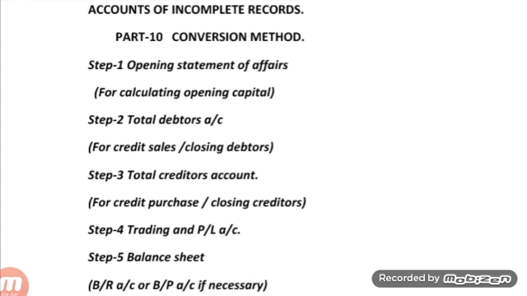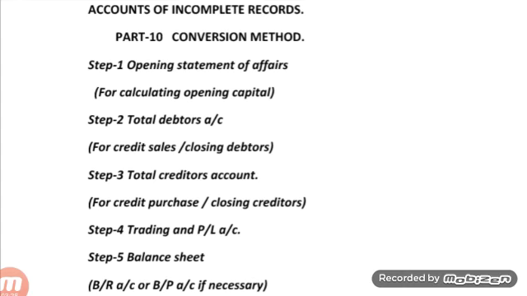Then we need to calculate total sales and total purchases. How can we calculate total sales? Total sales is equal to cash sales plus credit sales. Cash sales you will get from the cash account. The cash account is prepared under accounts of incomplete records.